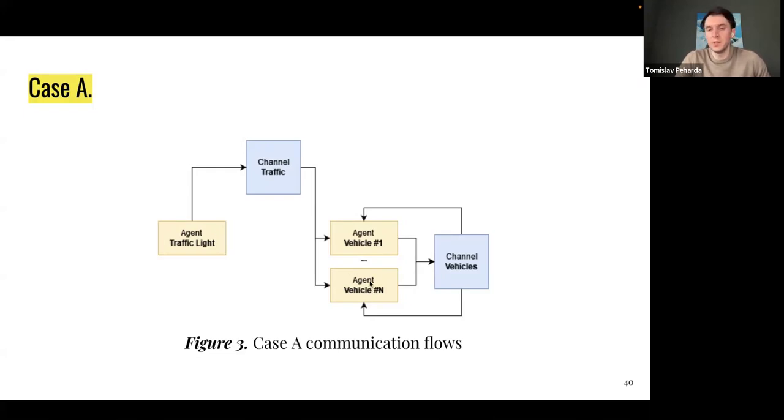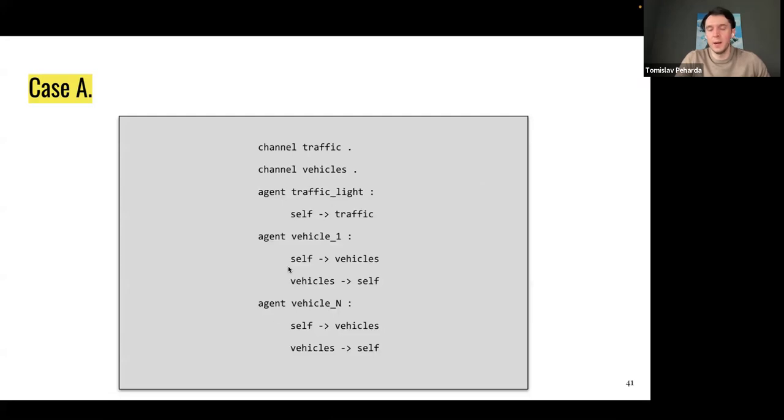And those vehicle agents might as well produce a message. For example, they want to inform other participants in the traffic, so other vehicles, in what direction they're going. So they would send a message about their direction to the channel vehicles. And considering that all vehicles are connected to that channel, they will be receiving messages about where each vehicle agent is moving. So that's the visual representation. And then this is how you would go about specifying it within our programming language.